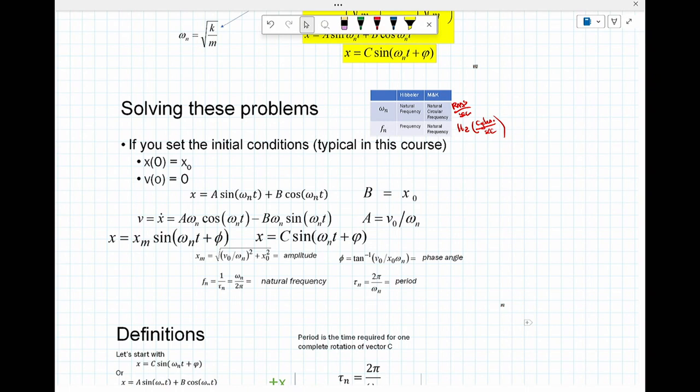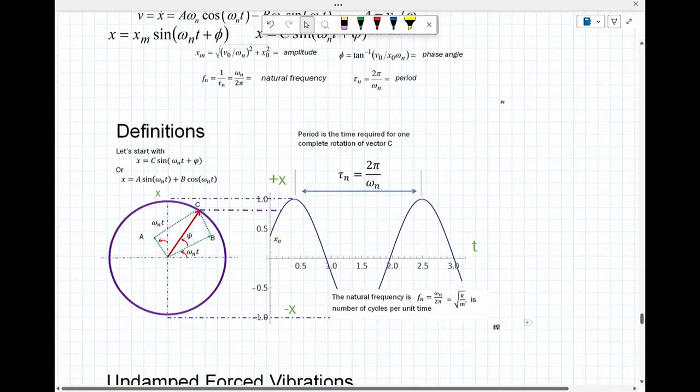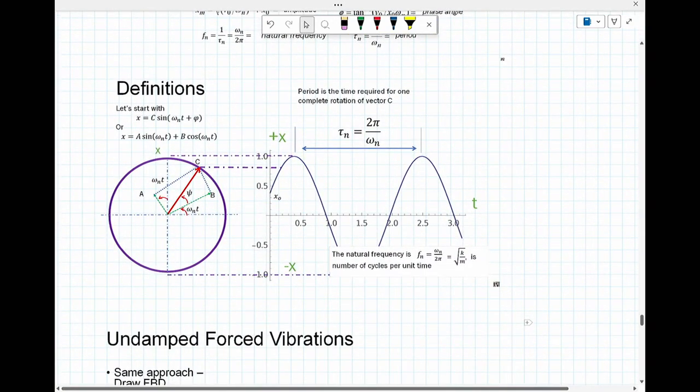Solving these problems, typically you have an initial displacement, and often you have an initial zero velocity. It starts from rest and it's displaced to distance x. And by the way, we want you to solve for this, and you can solve for it by just putting the terms together. Once you do that, you have x, x_m, the amplitude, the phase difference, the natural frequency, and the period. Natural frequency, excellent. So I did the right thing.